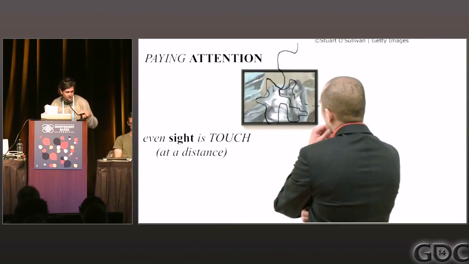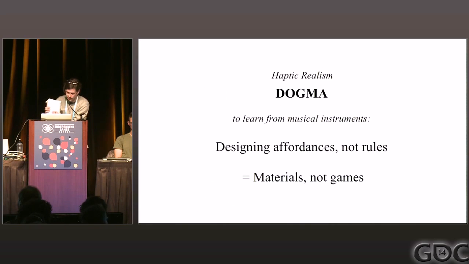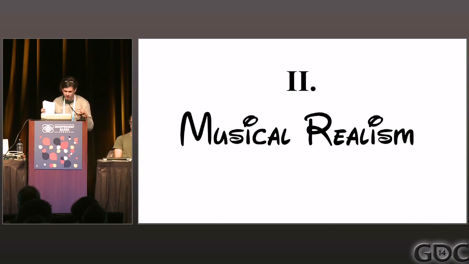So obviously there's all kinds of things that are touch, not just music, not just video games. Not only when we're drawing are we touching, but when we're looking at a picture, we're touching that. The photons are bouncing off of it, hitting us in the eyeballs. When we're listening to things, our eardrums are vibrating. We're in a gas bath right now of air, and that's touching us all the time. Lucretius is a philosopher, and he said everything is touch, so we can go back to that. So the dogma for this one is designing affordances, not rules, materials, not games. So ways of touching things, and materials like mud rather than chess.